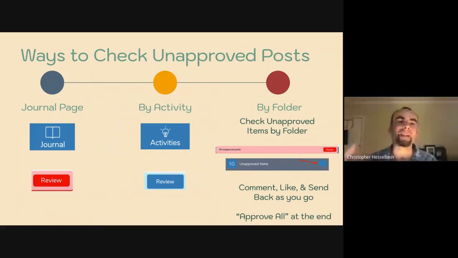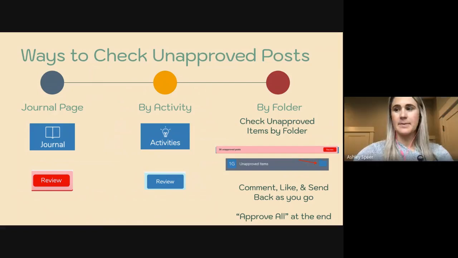And I think it can be a little bit confusing because the review button looks very similar, and depending on where you are, if you're in the journal and you hit the review button, then you're going to be reviewing all of the things in the whole journal. But if you click on the activities button and review it, then you're going to review by the activity. But if you click on the folder and review all, then it's going to be reviewing all in the folder. It can be a little bit confusing, but you can also use that to your advantage to bulk approve some of these posts that you were looking at. Yeah, definitely.